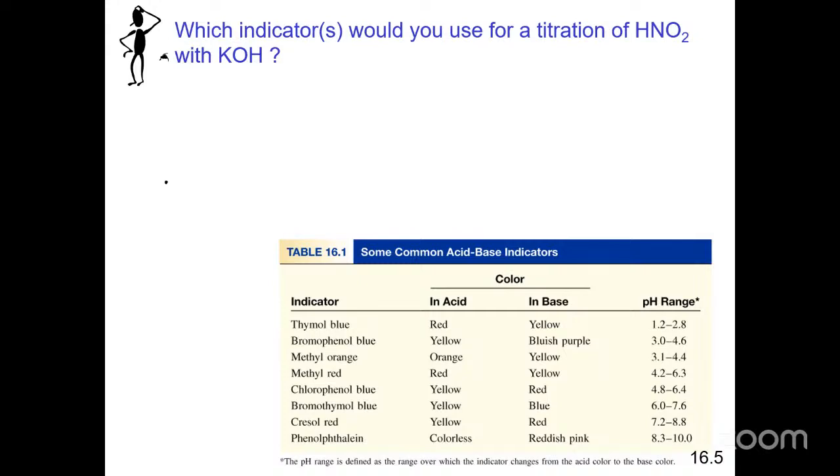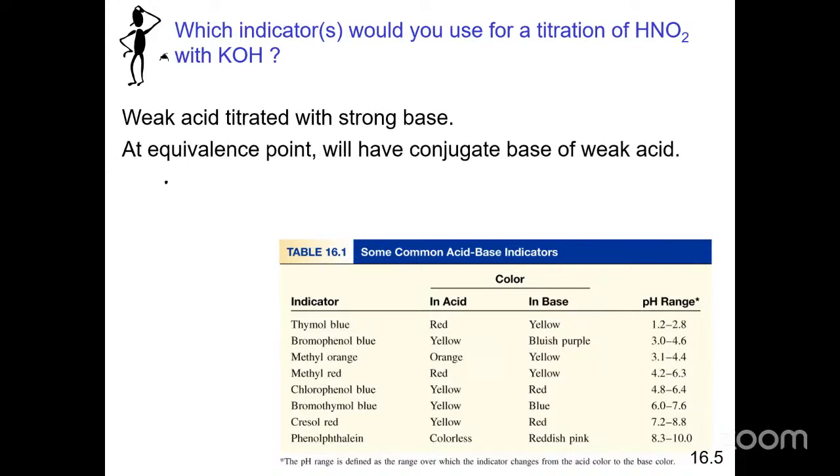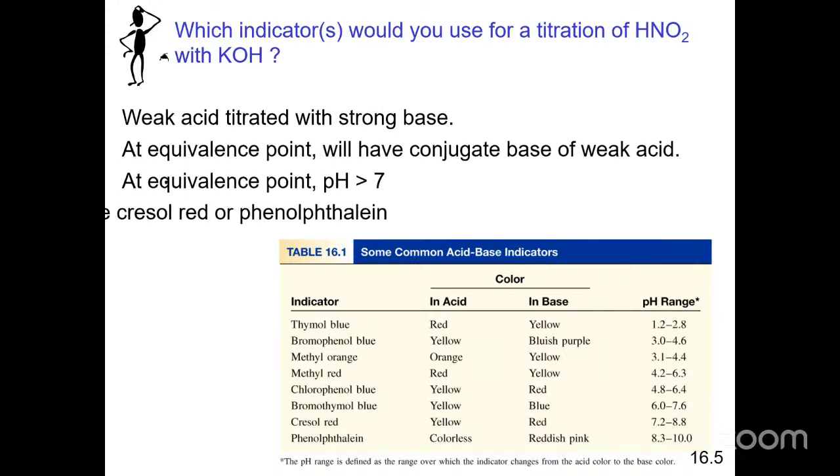The last two, exactly. Cresol red and phenolphthalein. These are the two indicators you use for this type of titration. If you choose any of the others, what will happen is that the color change will occur before you get to the equivalence point.